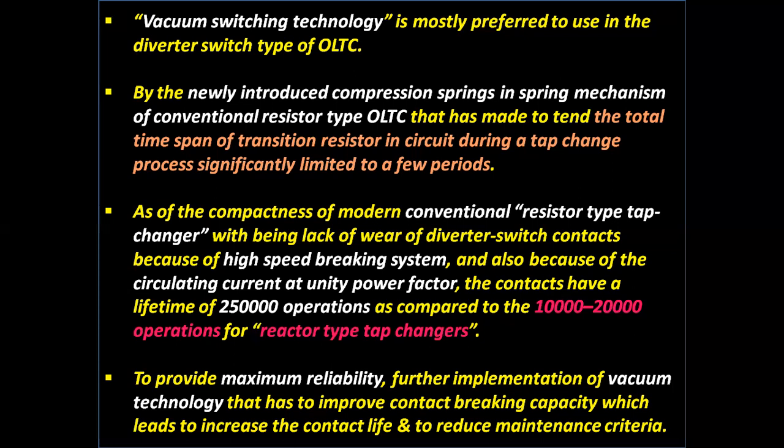To provide maximum reliability, further implementation of vacuum technology improves contact breaking capacity, which leads to increased contact life and reduced maintenance criteria.